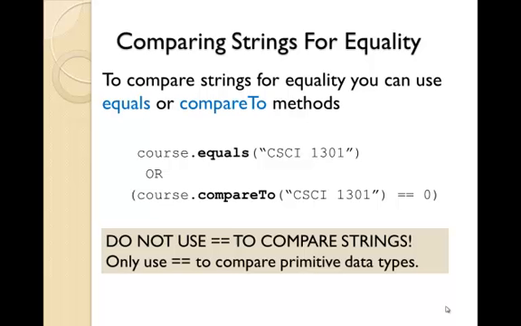The difference between the equals method and the compareTo method is that the compareTo method returns an integer. It would be 1 if it doesn't equal 1301, and 0 if it is correct. Or do I have that backwards? No, it returns 0 if nothing is different. It returns an integer. It could be a negative value, 0, or a positive value.